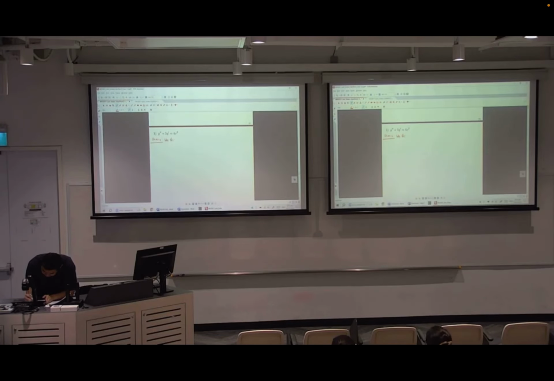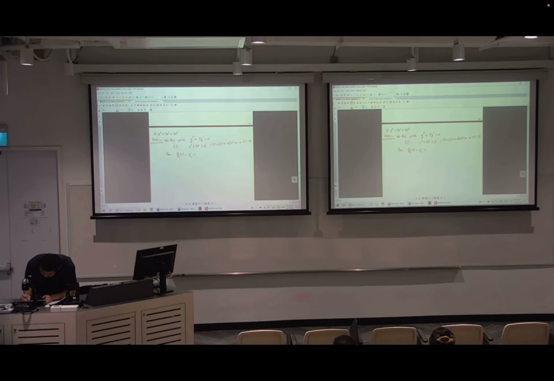Okay, so we first solve y prime prime plus 5y prime equal to 0. We learned previously that you turn this into r squared plus 5r equal to 0. So r times (r plus 5) equal to 0. This means that r equal to 0 or r equal to minus 5.